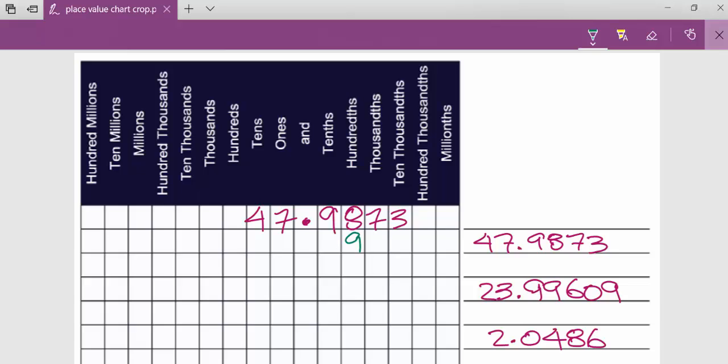And then the number that's in the tenths value stays the same. The decimal's the same. So the number 47.9873, if it's rounded to the nearest hundredth, becomes 47.99.